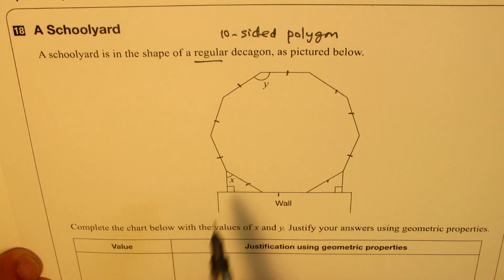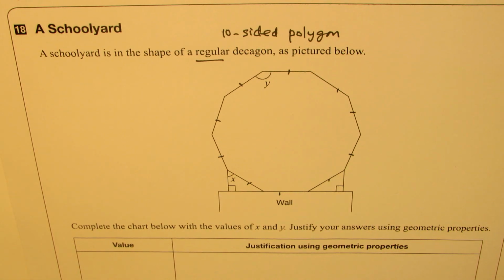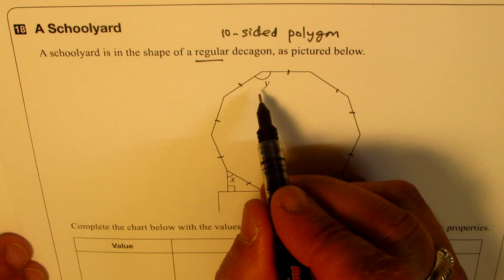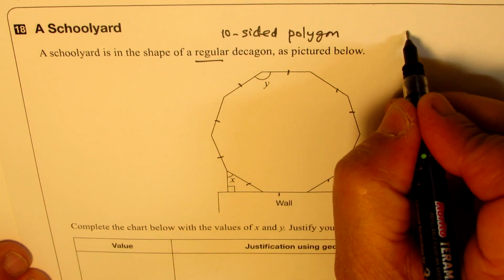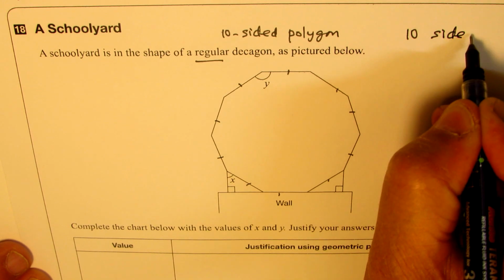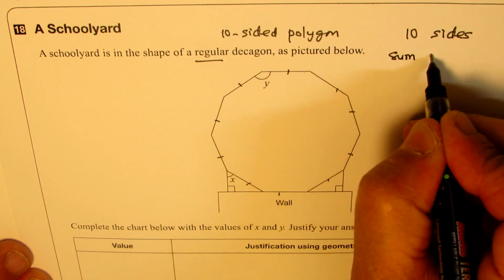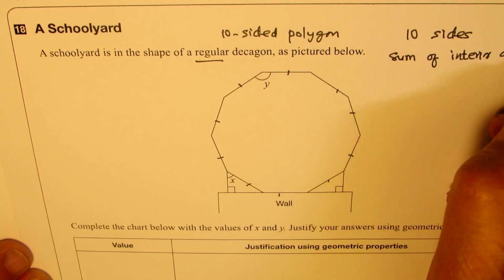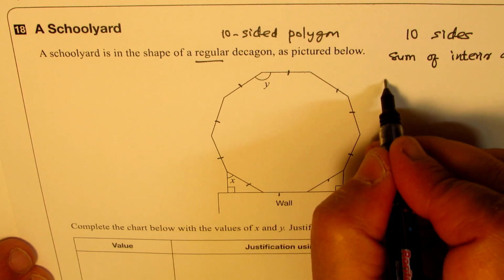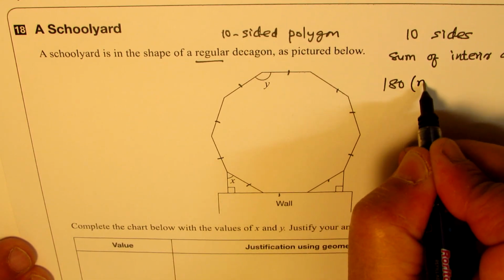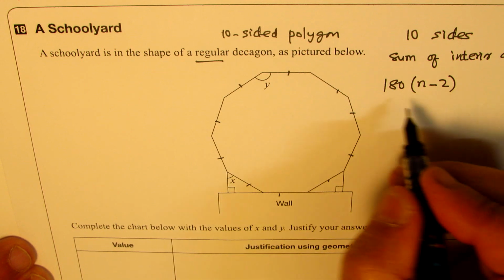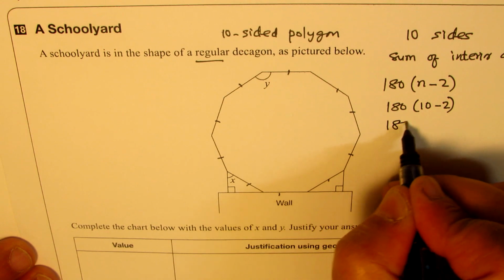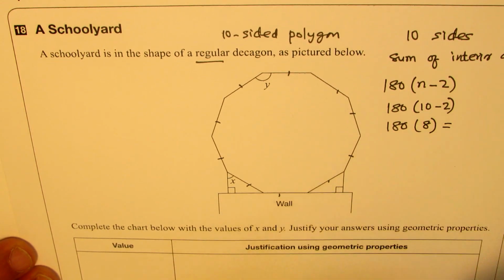So we need to find what x is and what y is. Perfect. Okay, now let's begin by finding y first. Since we have 10 sides, the sum of interior angles will be how much? The sum of interior angles is 180 times (n minus 2). That's your formula, right? So it is 180 times (10 minus 2), or 180 times 8. So that is your sum.